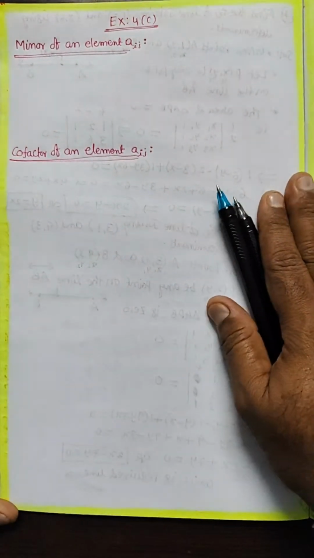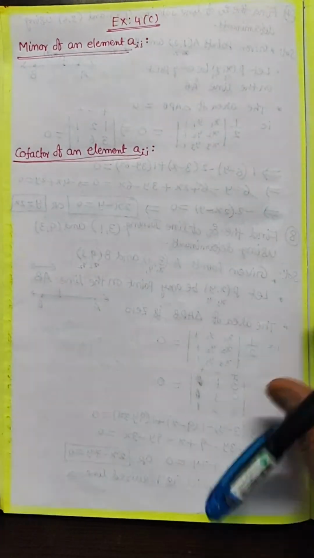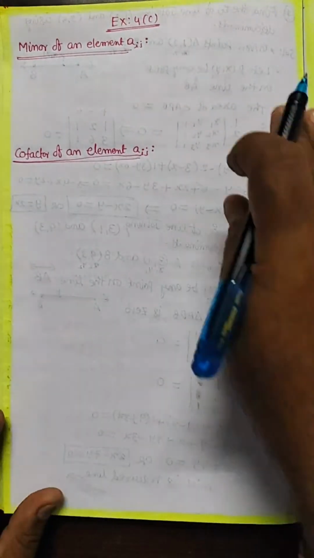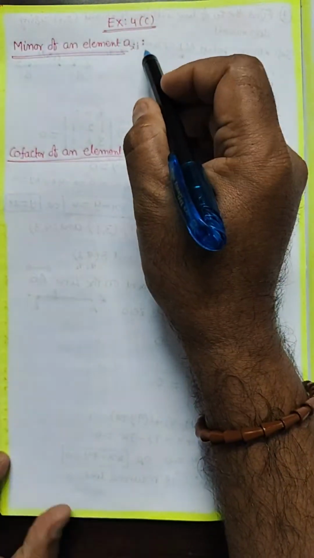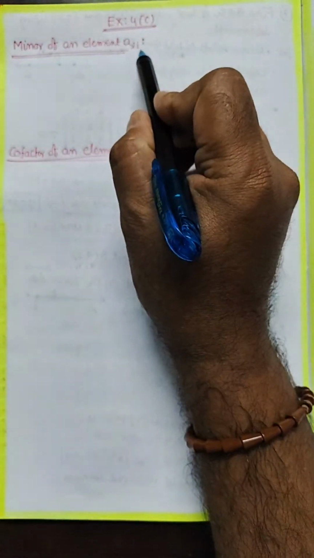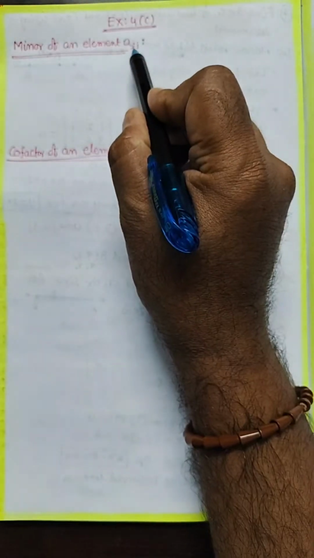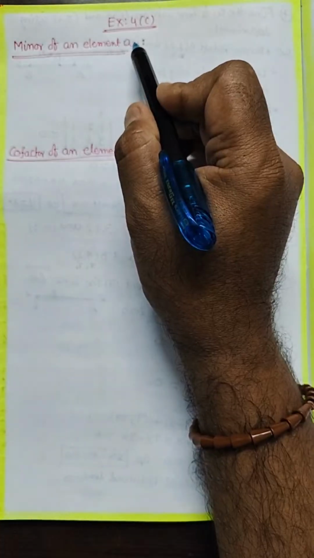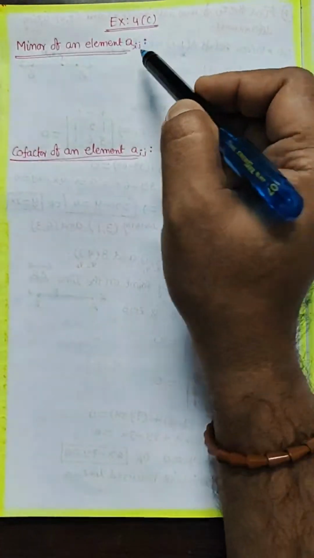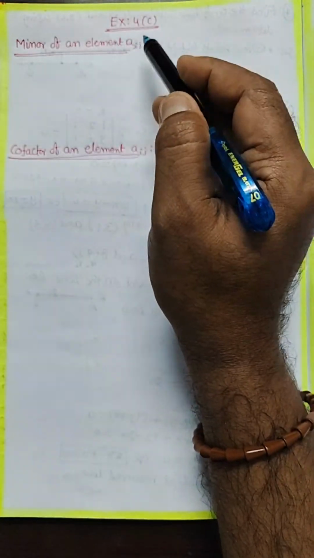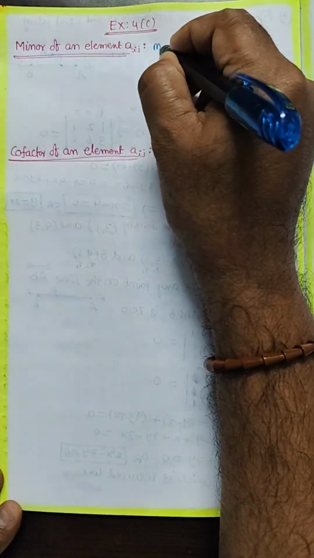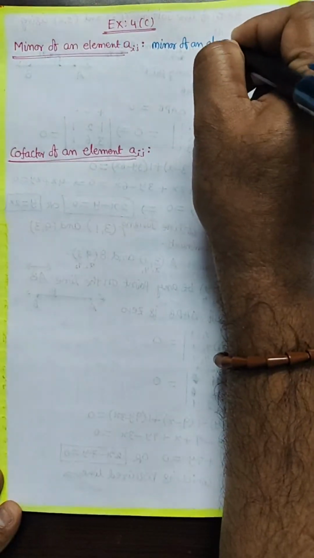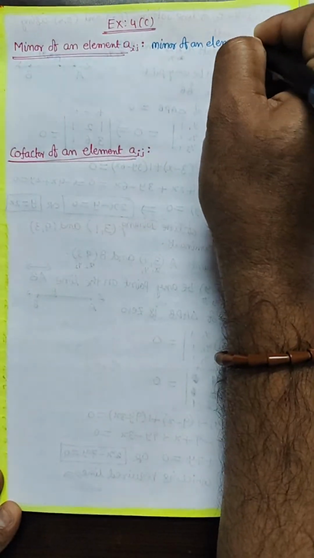Yeah, dear students. So first, let us discuss what is the meaning of minor of an element. The minor of an element Aij, we already discussed about Aij. Aij means ith row, jth column element. I will give an example also, dear students.